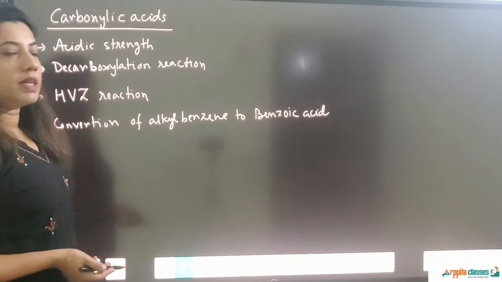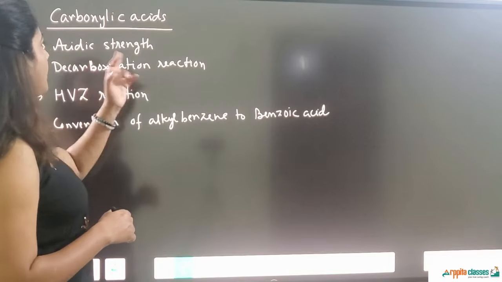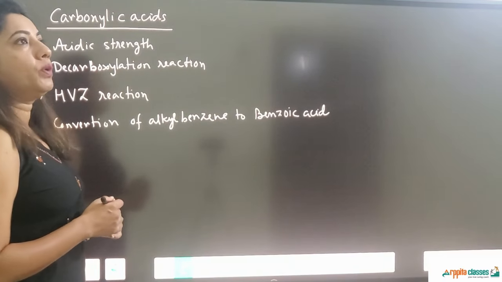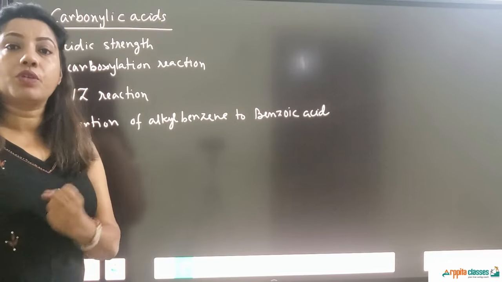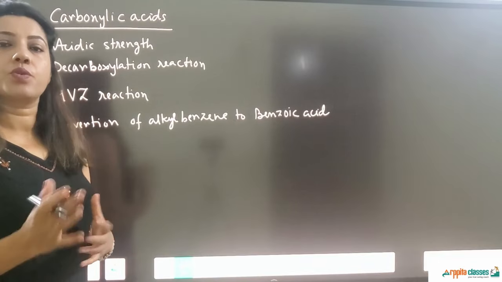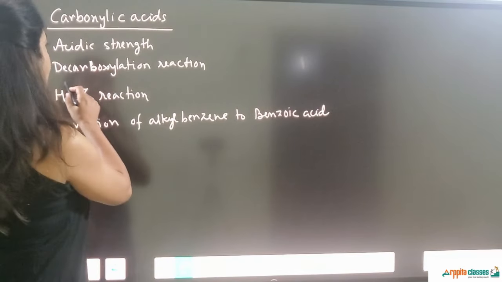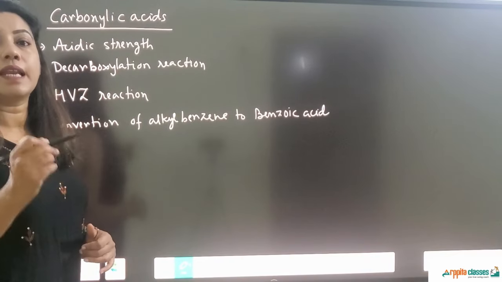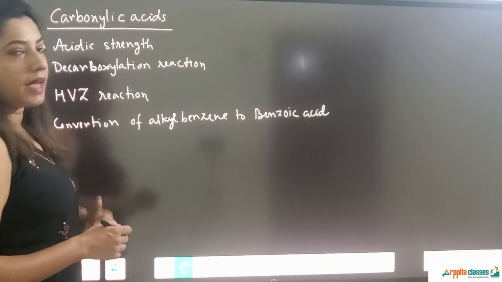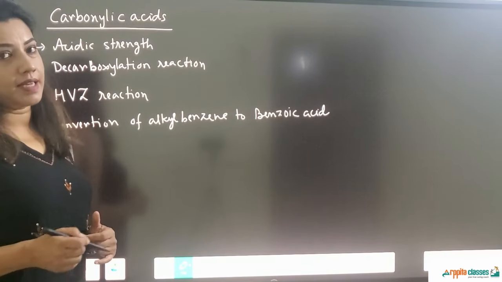And then in carboxylic acid, from this topic we have to prepare the acidic strength. Okay, we know that the electron donating groups decrease the acidity, and electron withdrawing groups increase the acidity. So that you have to prepare nicely. Then we have decarboxylation reaction in this topic, and we have Hell-Volhard-Zelinsky reaction, HVZ reaction.